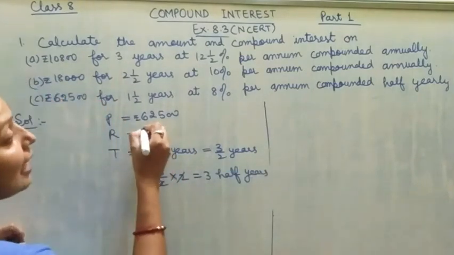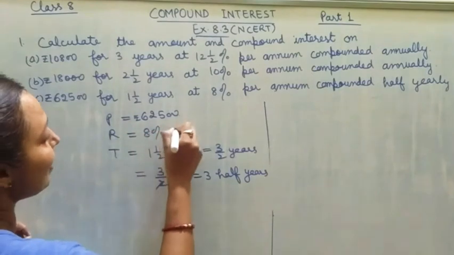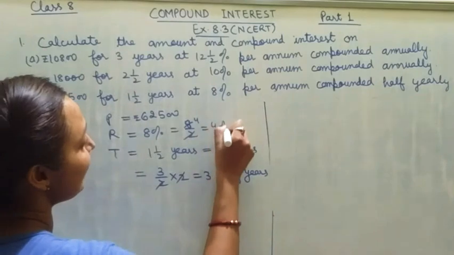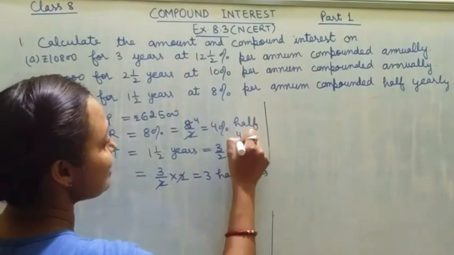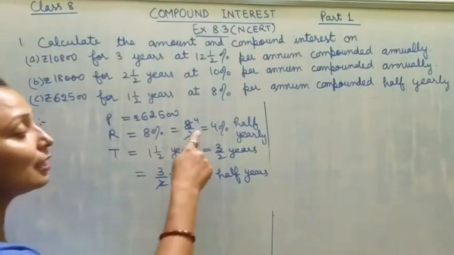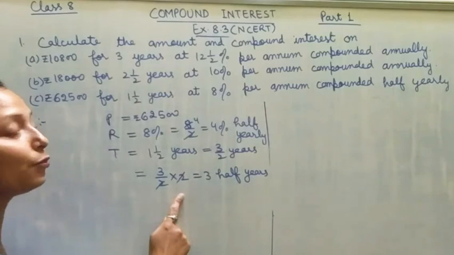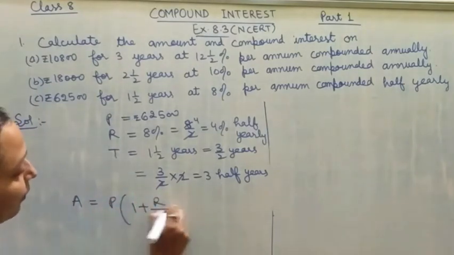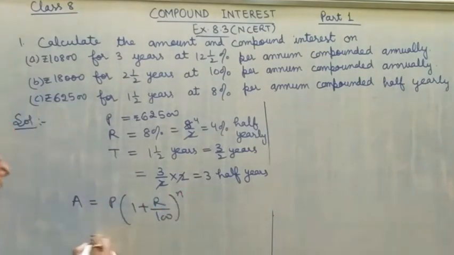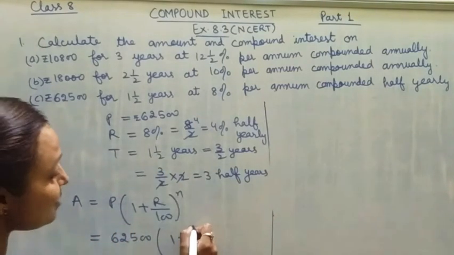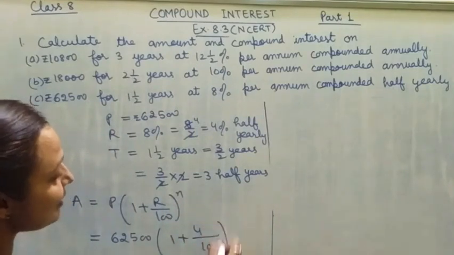And the rate is 8%, so I will halve it, 8 by 2, that is 4% half yearly. So this is done only in the case of half yearly. You halve the rate of interest and multiply the time by 2. Now for the principal, I will apply the formula of amount, 1 plus r upon 100 raised to power n. Principal is 62,500. 1 plus r is 4 upon 100, raised to power 3.